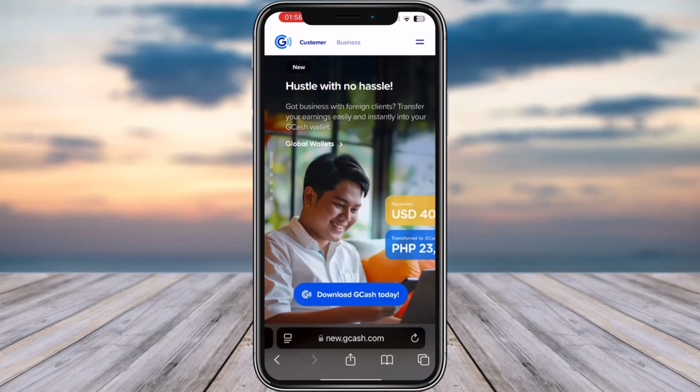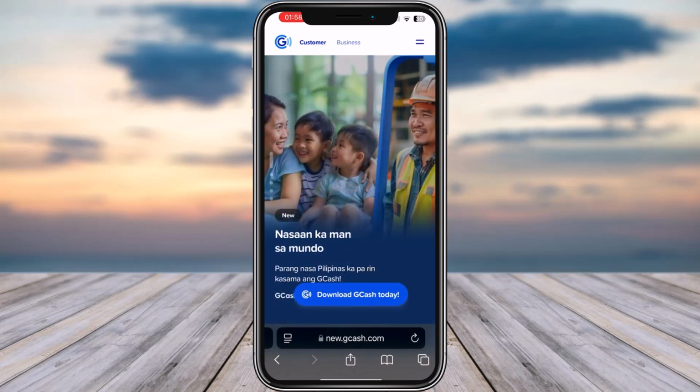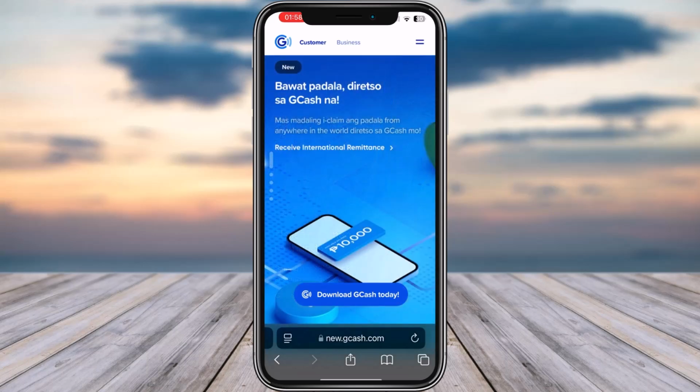But if you're still having trouble, then you can ask for help from GCash customer service by contacting them right away.